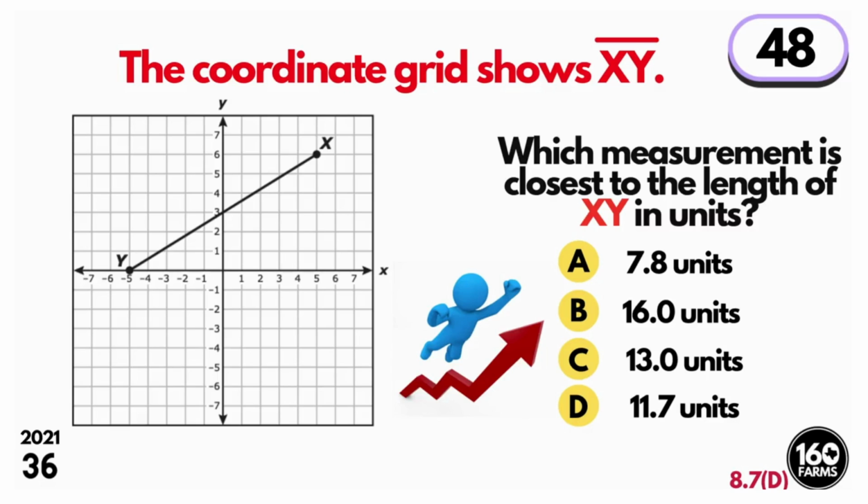Number 36, the coordinate grid shows segment XY. Which measurement is closest to the length of segment XY in units? We've got a line, a segment in the graph, and it's angled, so we can't really count squares, so we're going to have to use some sort of math approach to get this.